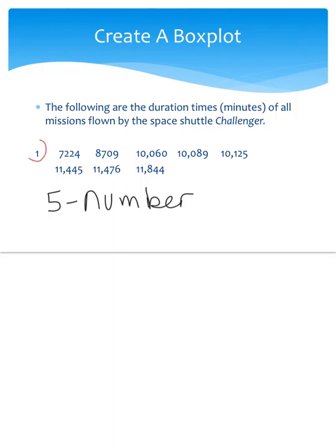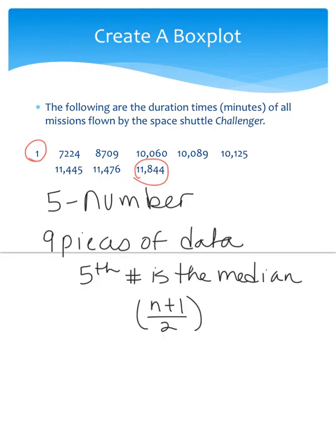So I'm going to go ahead and circle the minimum and the maximum values, and then we need to go ahead and find the median. If we look, we have 9 pieces of data, which is going to make the 5th piece of data the median. And how I came upon that so quickly was just by taking the number of pieces of data n, adding 1 to it, and dividing by 2. So I'm going to count over 5 and circle the median, which is 10,089. So that's what divides the data in half.